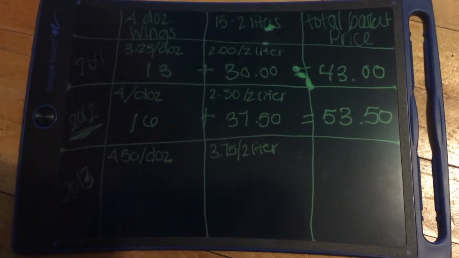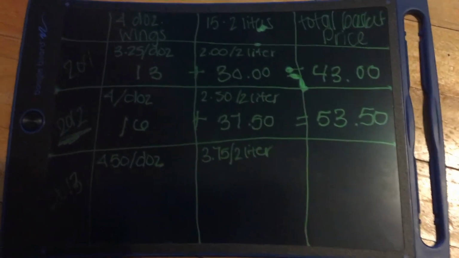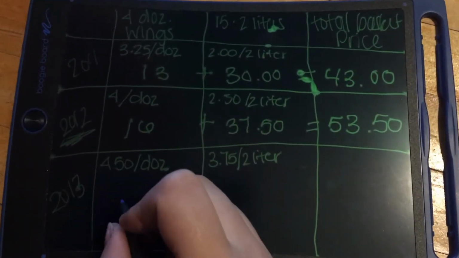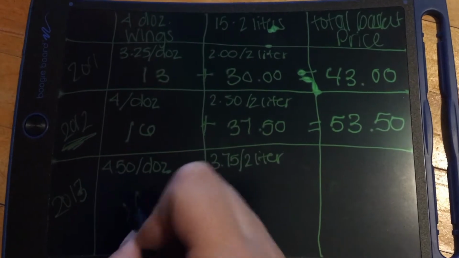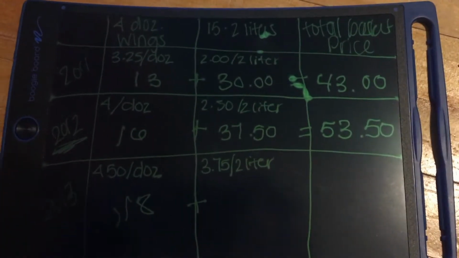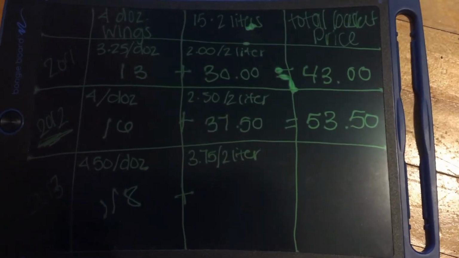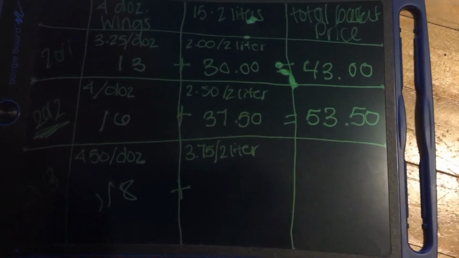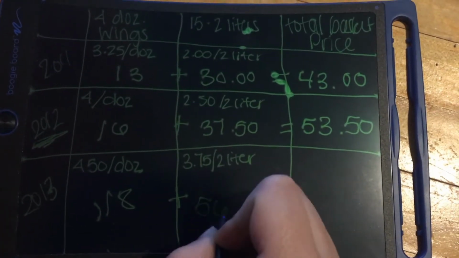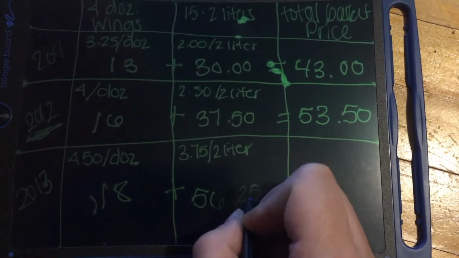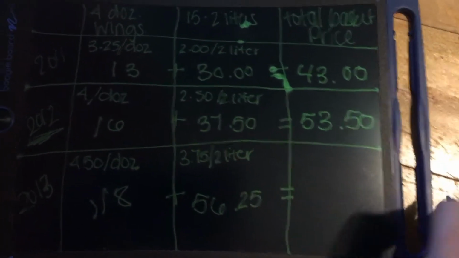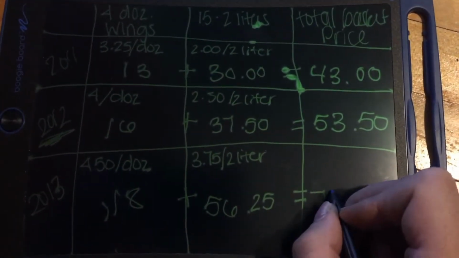Lastly, for 2013, chicken wings went up and cost $4.50 a dozen. That would make us at $18. We are going to add that to the 2 liters, which would be $3.75 times 15 for a total of $56.25. That gives us a total basket price of $74.25.